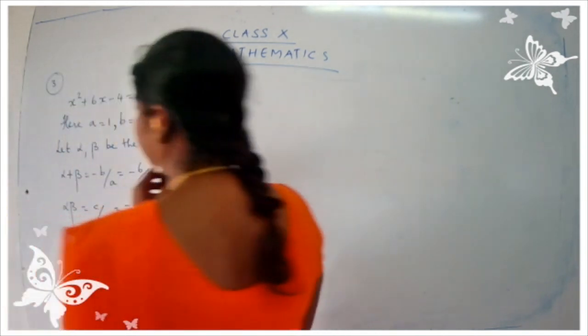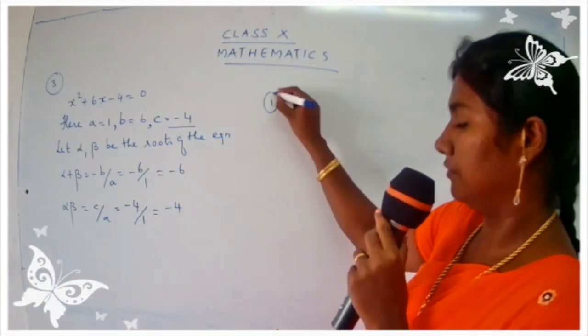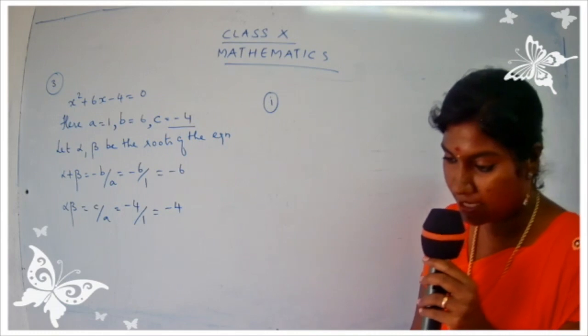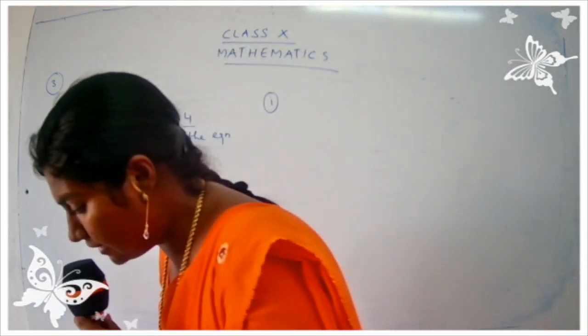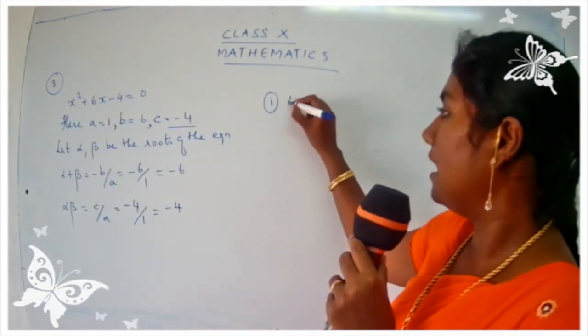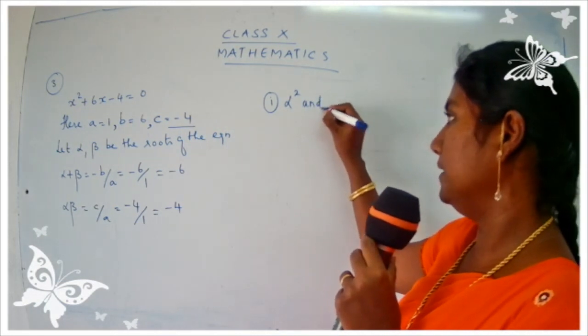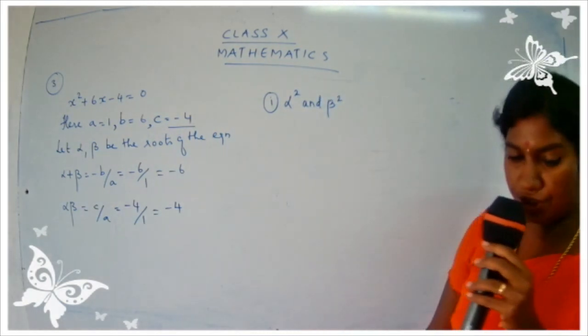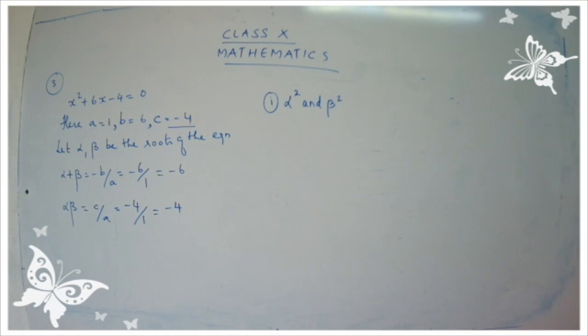Now let's come to the first subpart. Take down the first subpart, children. What is the first subpart given to you? Yes, alpha square and beta square. Take down the question. Write down neatly, children. Your presentation should be good. I hope you have taken down the question.